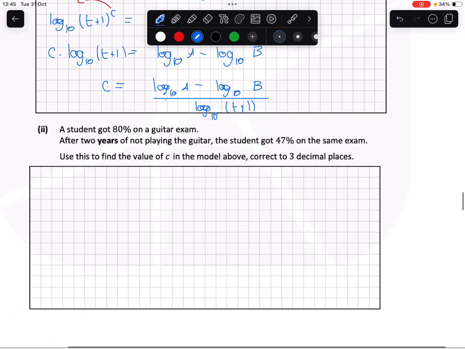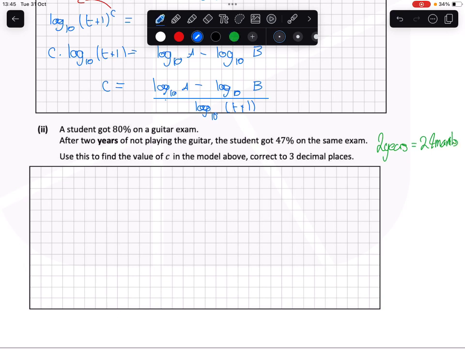Part 2. A student got 80% on a guitar exam. After 2 years of not playing the guitar, the student got 47% on the same exam. Use this to find the value of c in terms of the model. So, first of all, this model works in terms of months. So 2 years is the same as 24 months. Now we just plug everything back in.